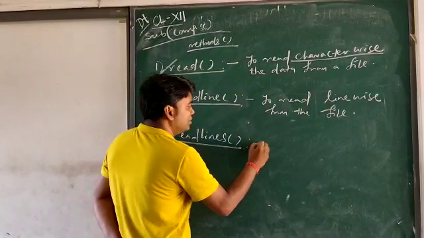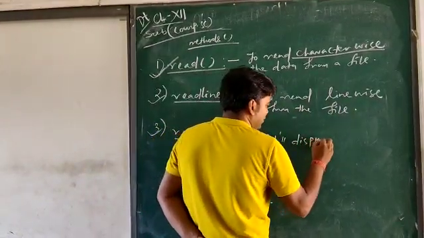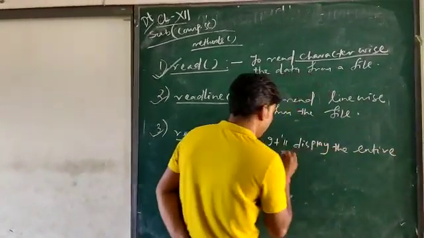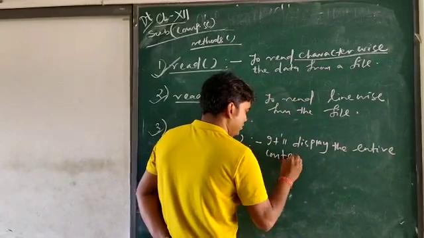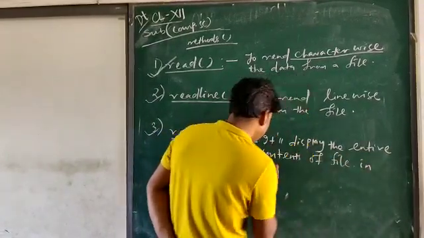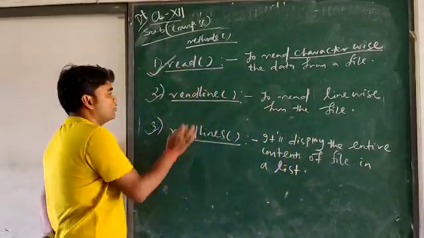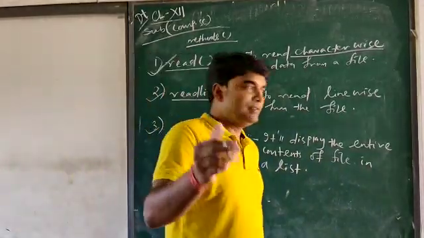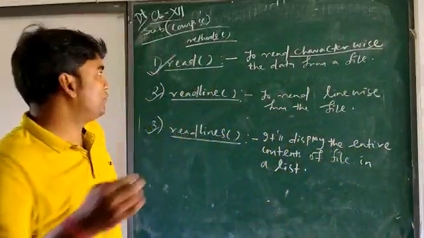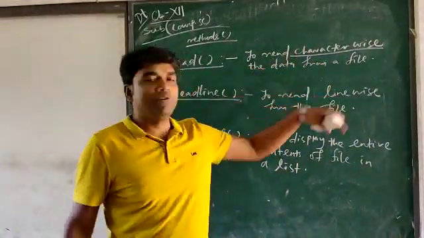The readlines function will display the entire contents of the file in a list. These are the functions or methods we use in file handling to read the contents from a particular file. The first function is used to read character wise data from the file.